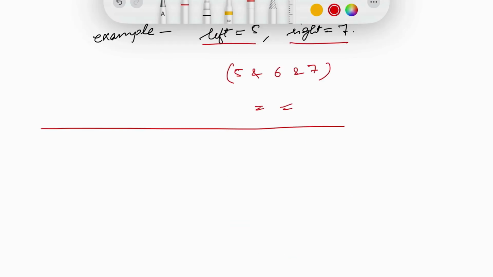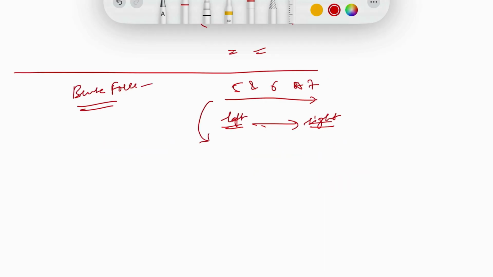So how are we going to do that? If we go with the brute force approach, we are going to take the AND of 5, 6 and 7 in the range from left to right. So what will be the answer here? What is the binary form of 5? 4 and 1. This is the binary form of 5. What about 6? 4 plus 2, that is 6. What about 7? 4, 2 and 1, that is 7.